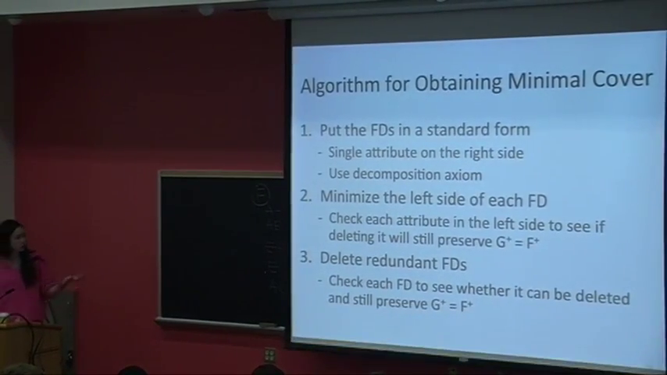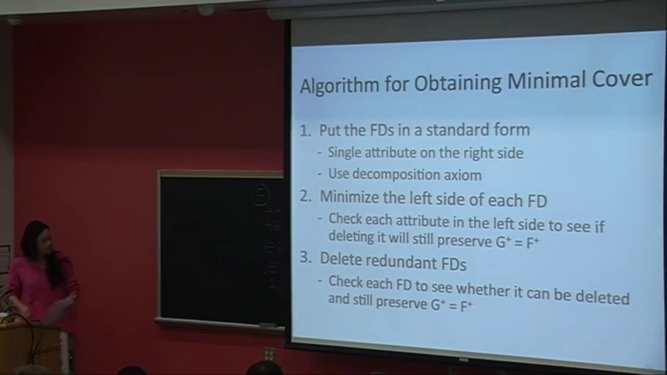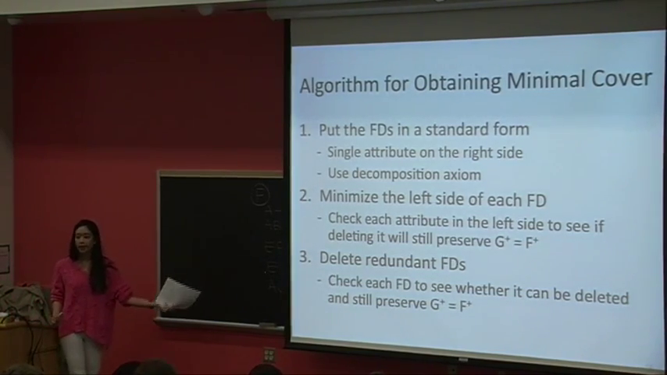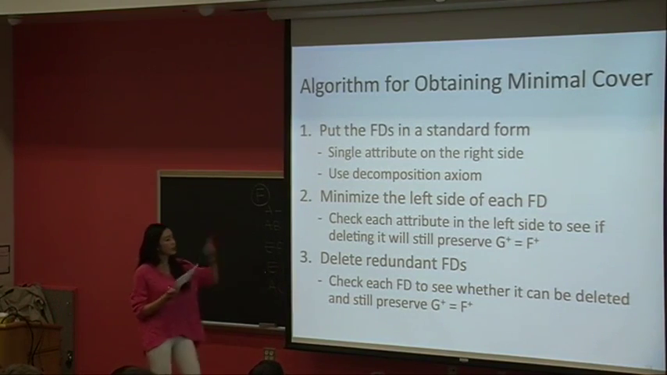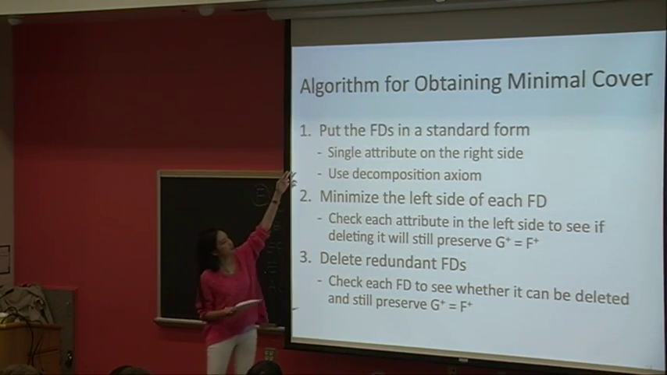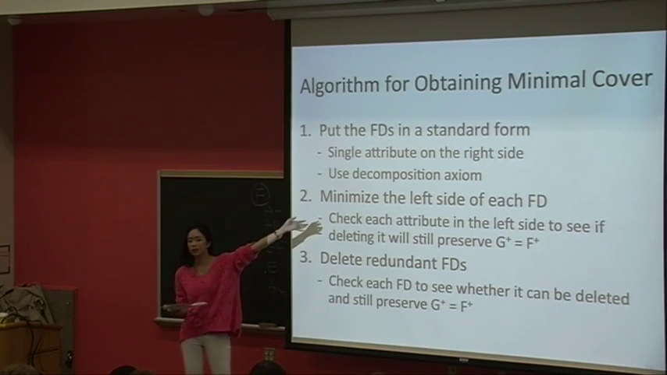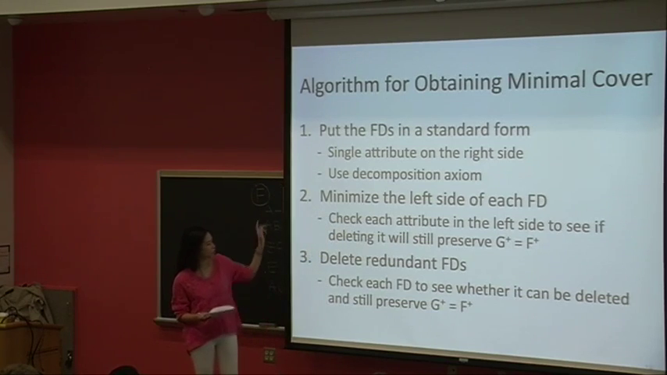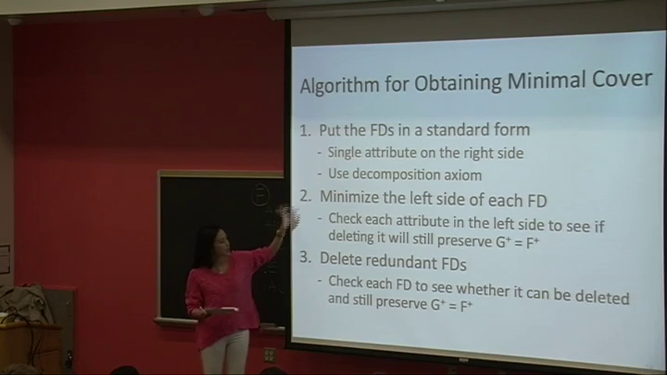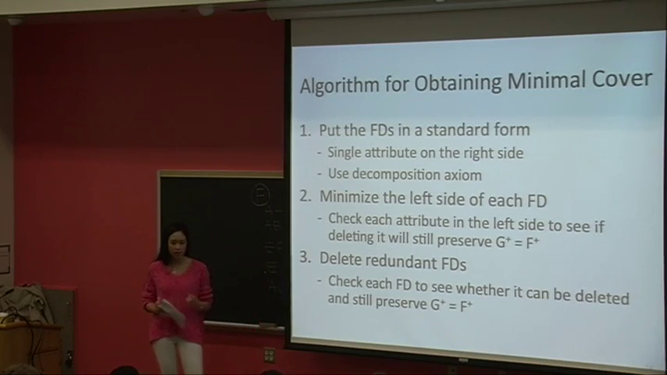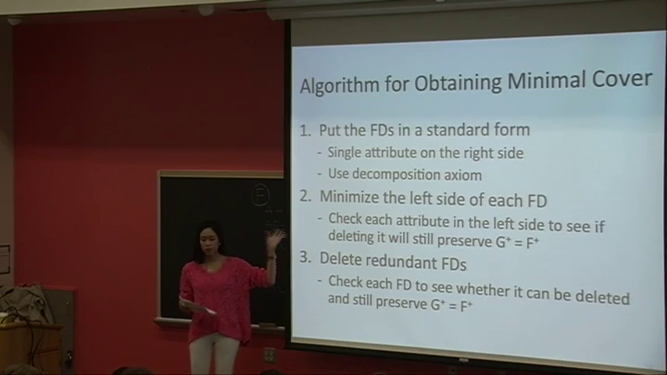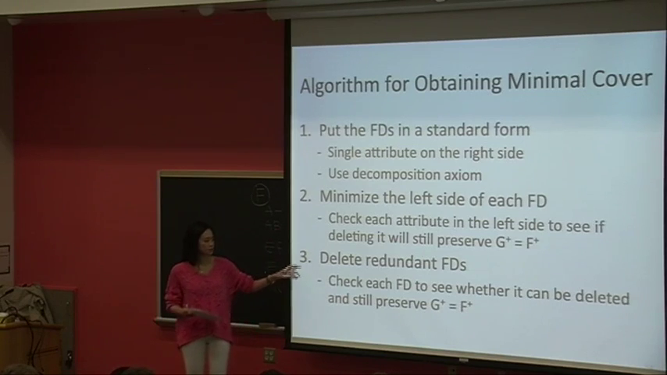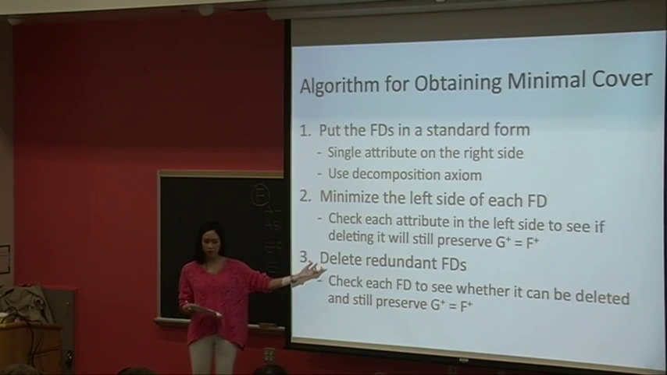Okay, so here, we'll just briefly talk about the steps we took when we tried to find the minimal cover. If you recall what we did before, the first thing, we put them into the standard form, in the sense that on the right-hand side, they're all single attributes. That's the first step. The second one, we minimize the left side of each FD. We took out some of the attributes on the left-hand side that are not necessary.